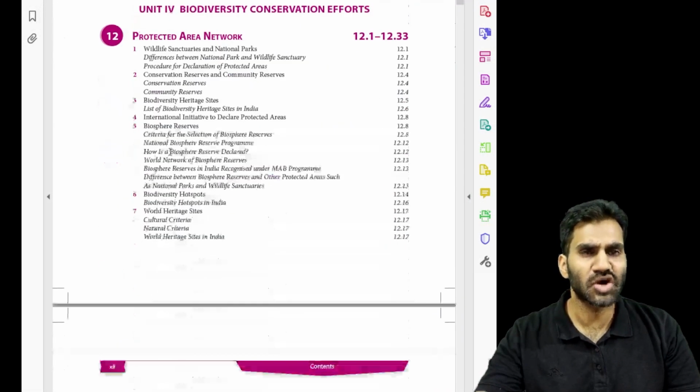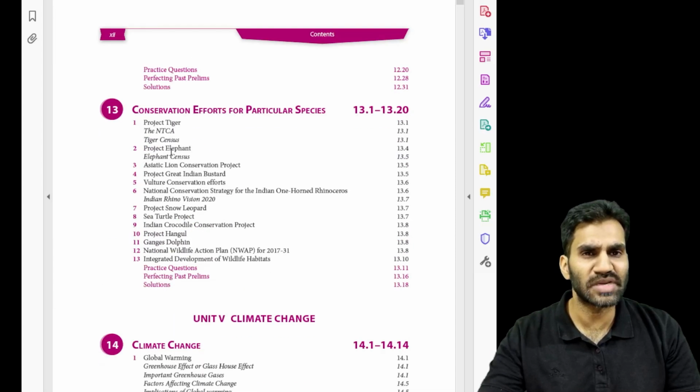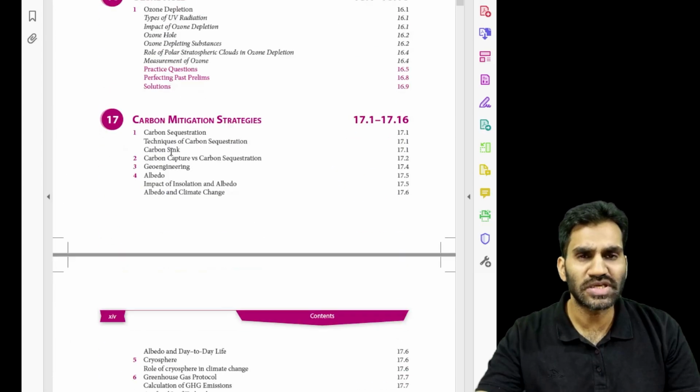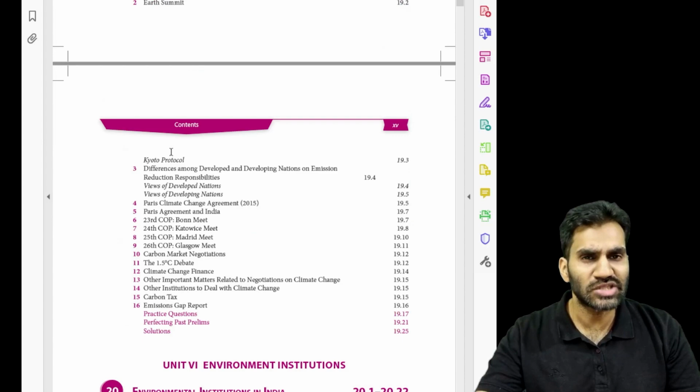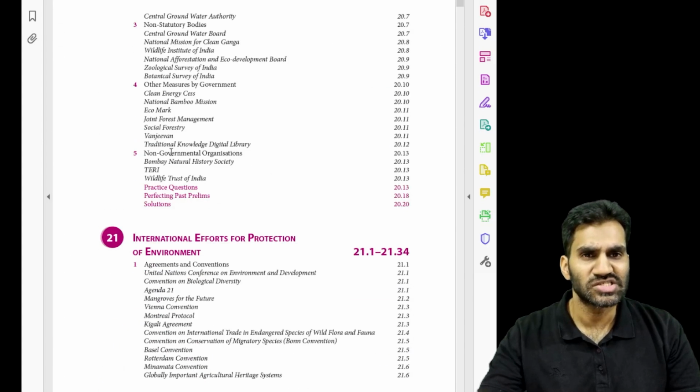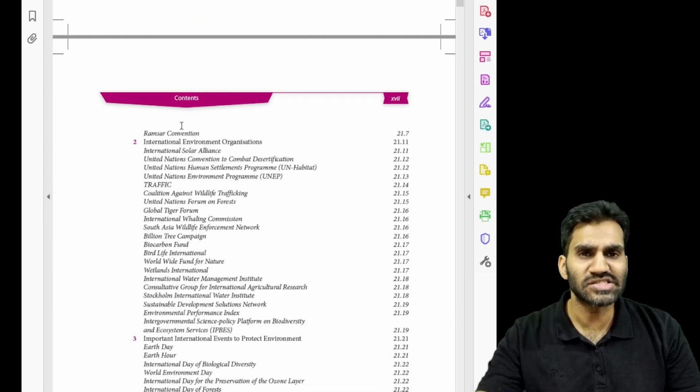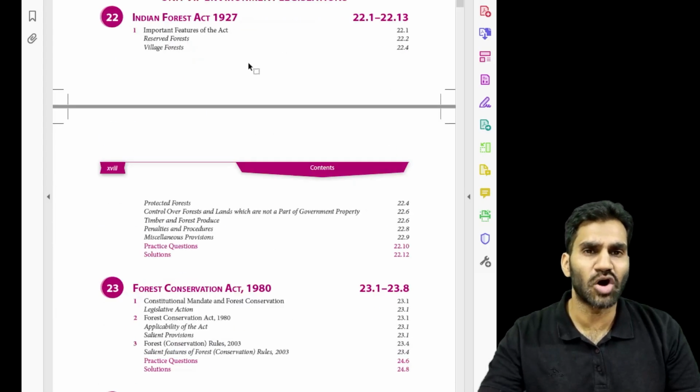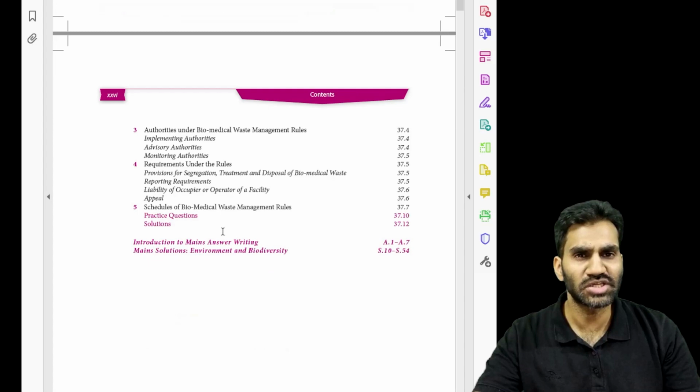Considering the importance of environment section in exams, PrepMate team has authored the most comprehensive book on environment. The total length of this book is 974 pages, 704 pages in print, and additional 270 pages can be accessed from prepmate.in. This book is divided into 37 chapters.